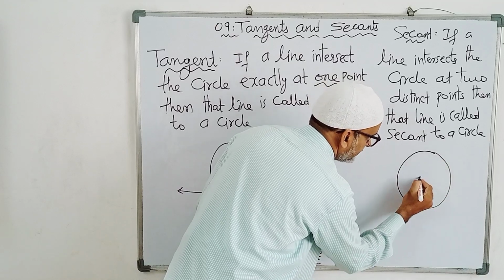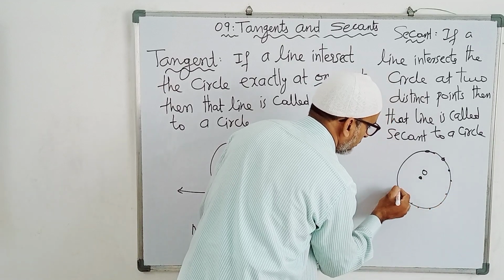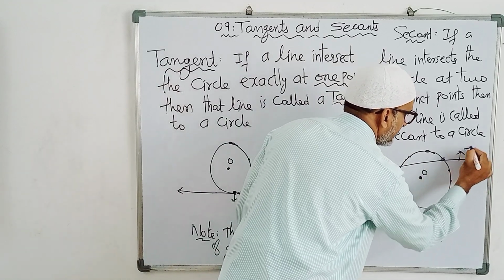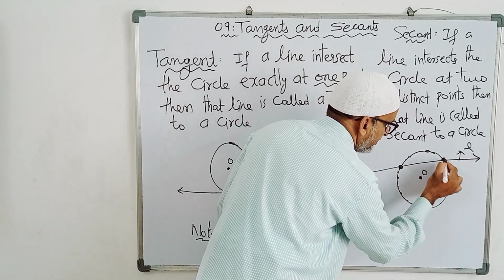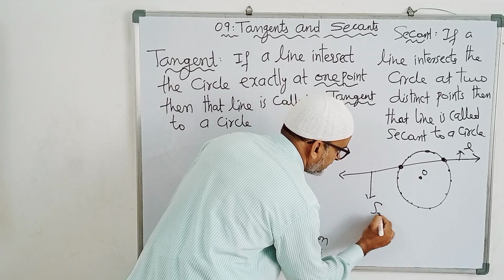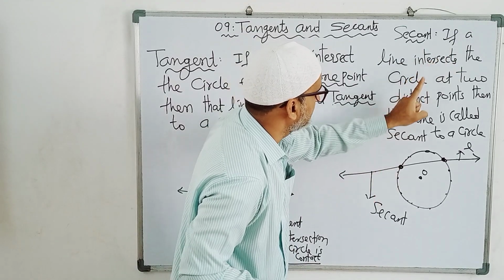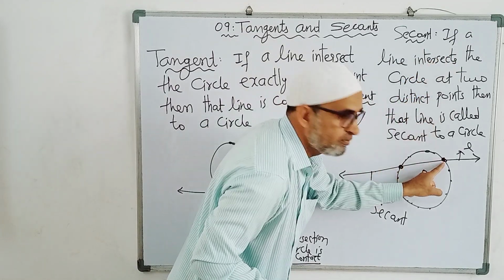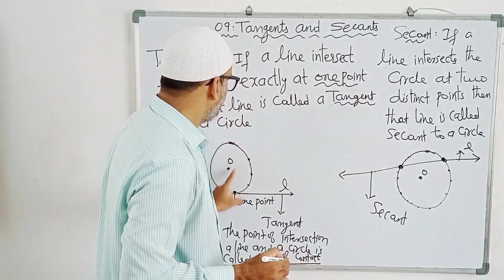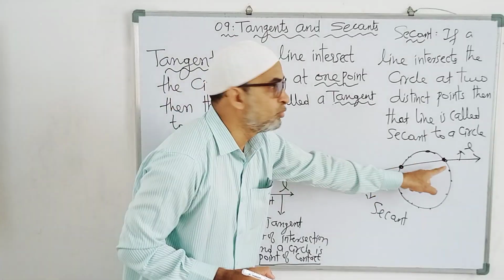This is the circle with center O. On the circle, infinite number of points, boundary points. This is the line. This line is intersecting this circle at two distinct points, different points. These are two different points. Then this line is called, what means? Secant. If a line intersects the circle at two distinct points, two different points, then this line is called secant to this circle. Tangent is intersecting the line and circle at one point. Line is intersecting the circle at two different points, secant.